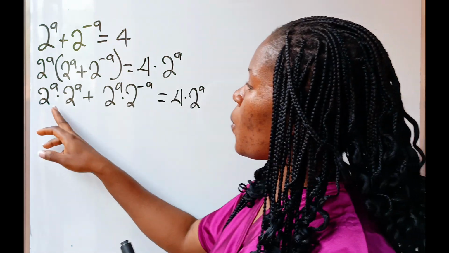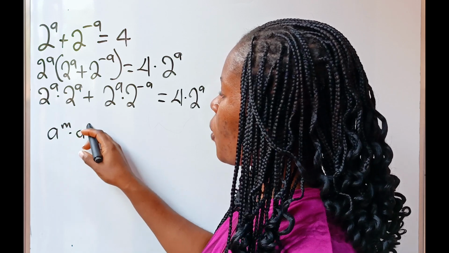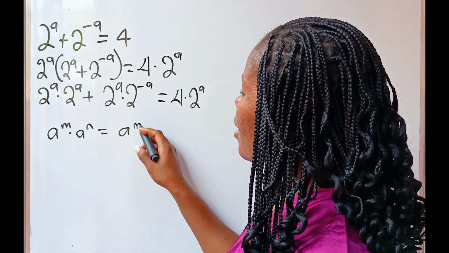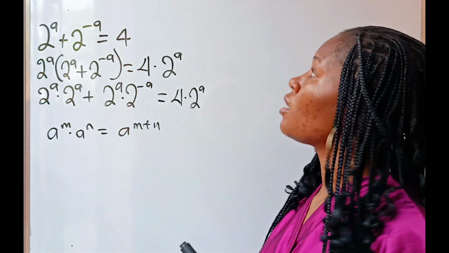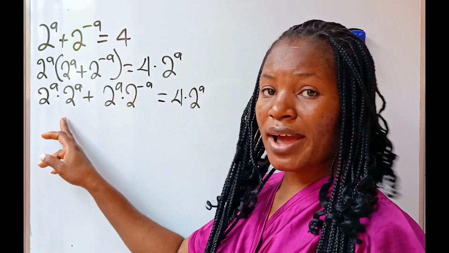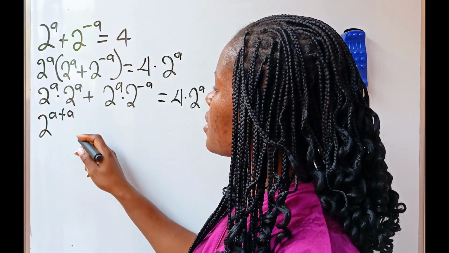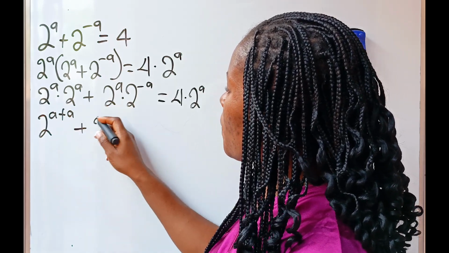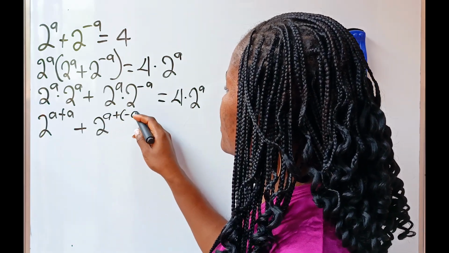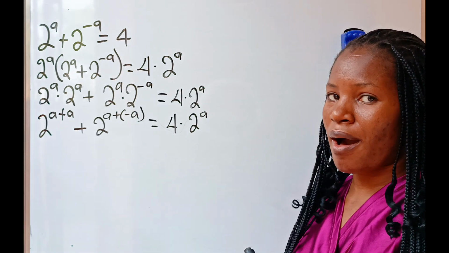Alright, now when you have a to the power of m multiplied by a to the power of n, you are going to pick one base and you are going to add the powers, okay? So if we do that, we can rewrite this as 2 to the power of a plus a, right? Then plus, we are going to pick one base again, and we are going to add the powers. That is a plus minus a, is equal to 4 multiplied by 2 to the power of a.